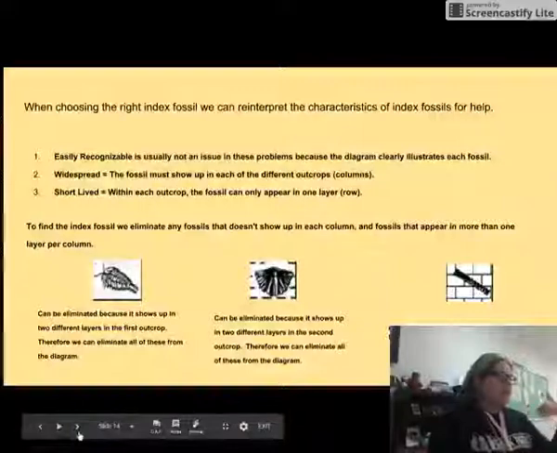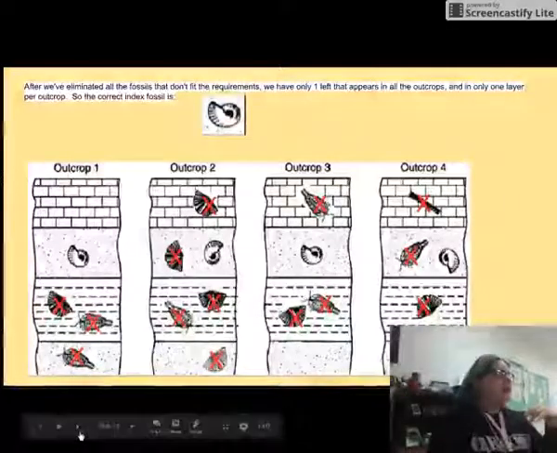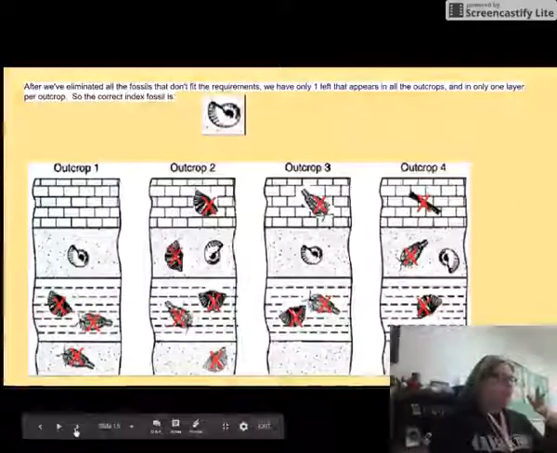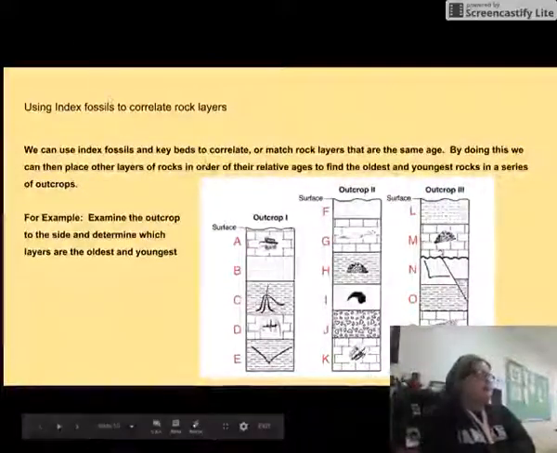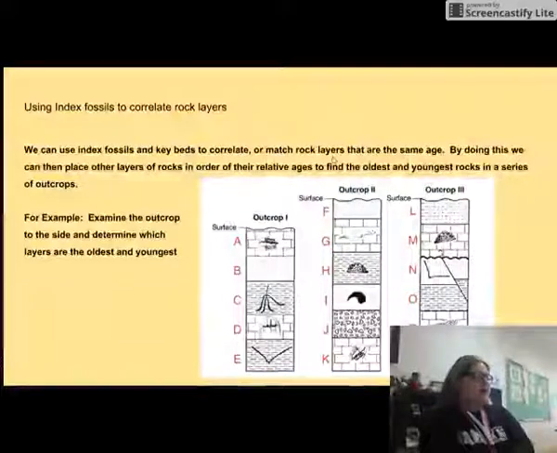Then these next few slides that you can go through explain that process again, crossing out the ones you can refer back to. On this last one, we can use our index fossils to correlate or match our layers. For example, we have these three outcrops, and we're going to try to determine which layers are the oldest and which layers are the youngest. So we've really got to start to do a couple of things.